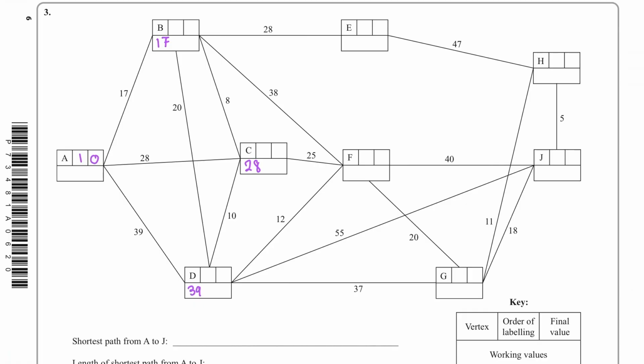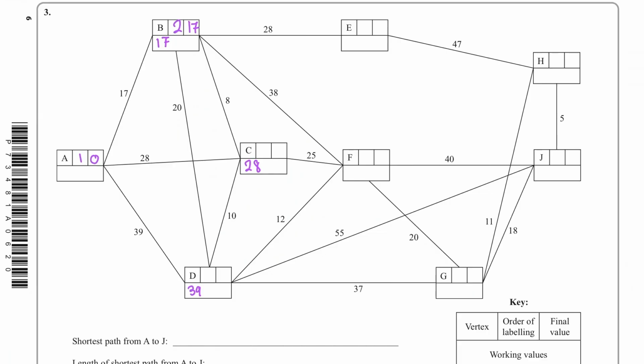So out of the three options that we have here, B, C, and D, we want to pick the one with the smallest working value, and we want to lock that value in as the final value. We have the 17, which is the smallest because 17 is smaller than 28, and 17 is also smaller than 39. So we want to lock in 17 inside the table as our second value, and then we write 17 next to it. Now we're going to repeat the same process again for every single node.